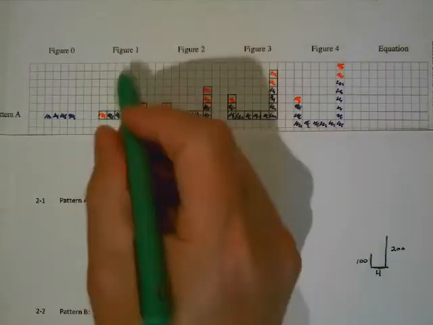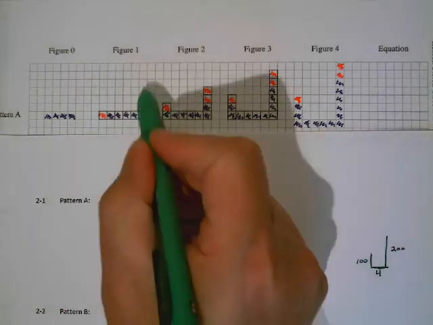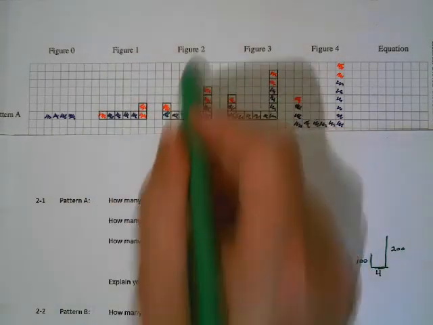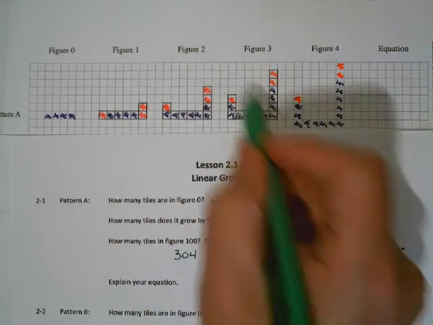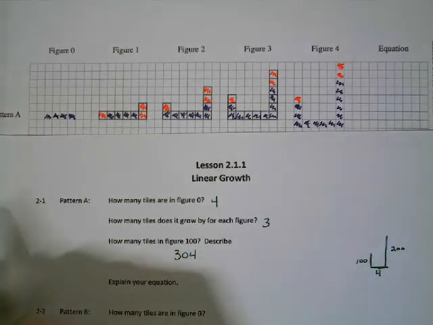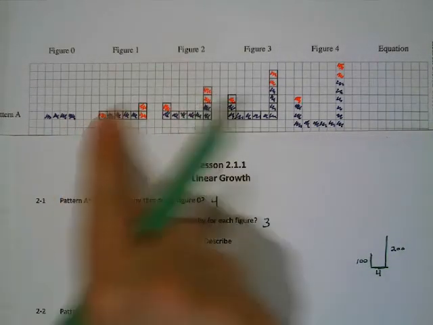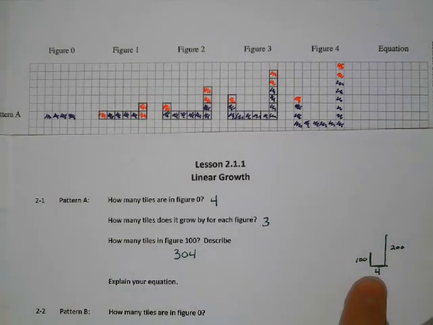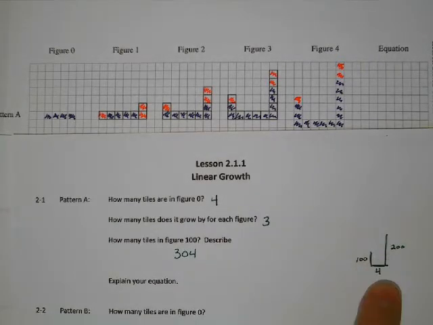So as we can see in figure 1, this side is 1, this side is 2. In figure 2, 2, 4, 3, 6, 4, 8. So it looks like this side is the figure number, and this side is twice the figure number. So in figure 100, this side is the figure number, 100, and this one is double the figure number, 200. So we've got a total of 304 there.